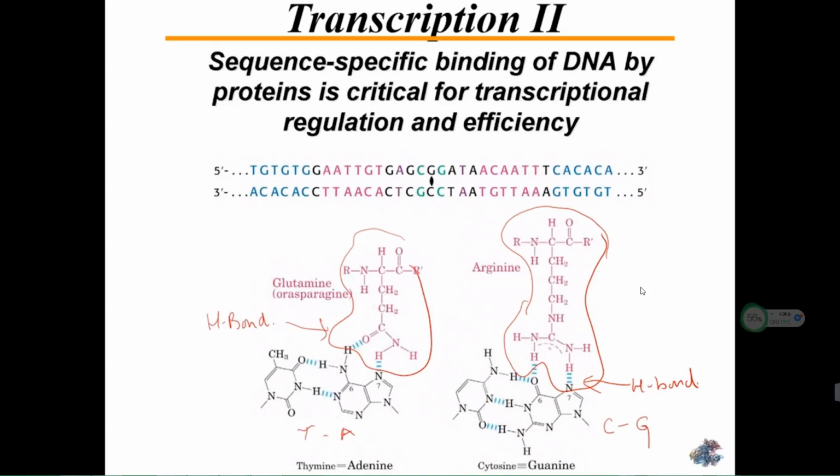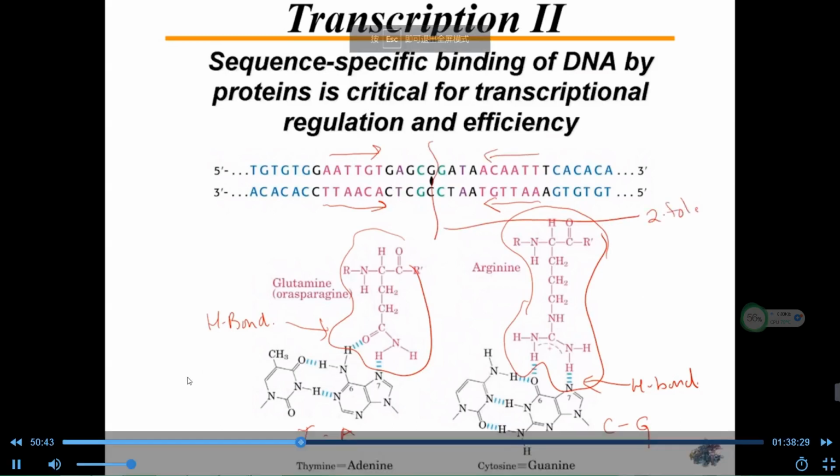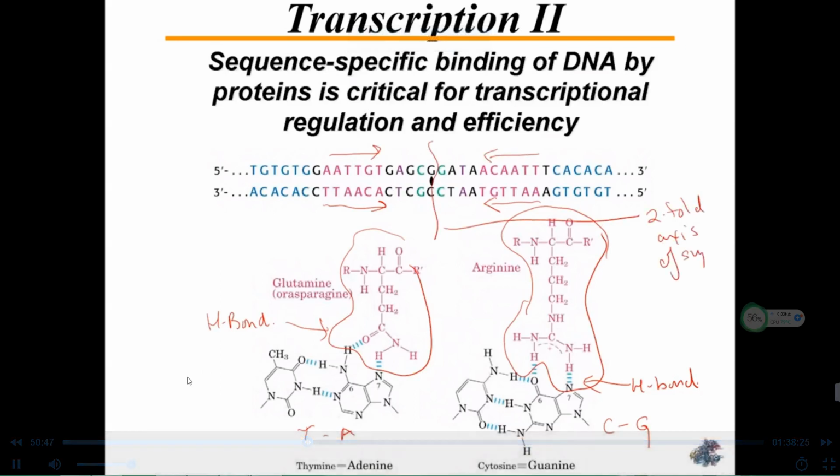These regions, again, have these inverted repeats, so going this way and going this way. Likewise over here and over here. And they're found along this twofold axis of symmetry. Okay, so a common theme that I see again in eukaryotic DNA binding proteins.